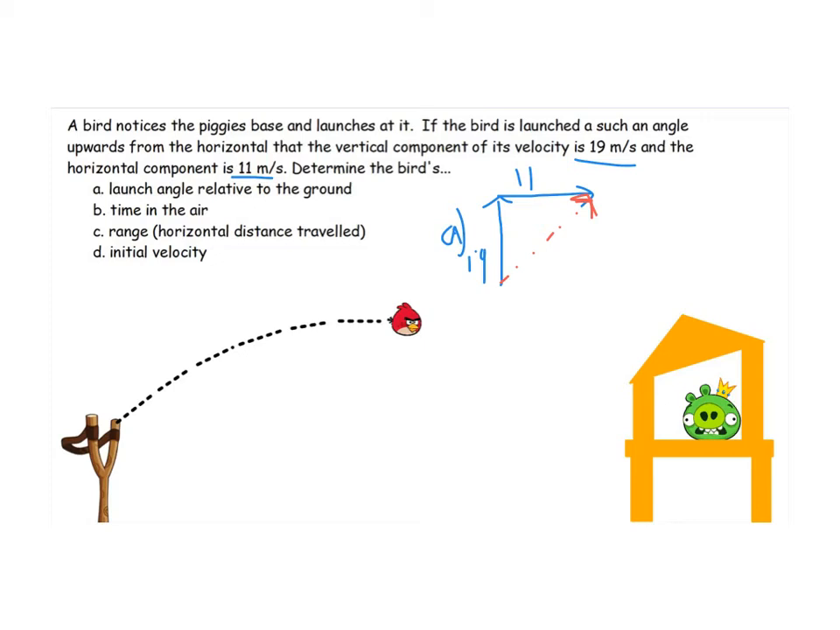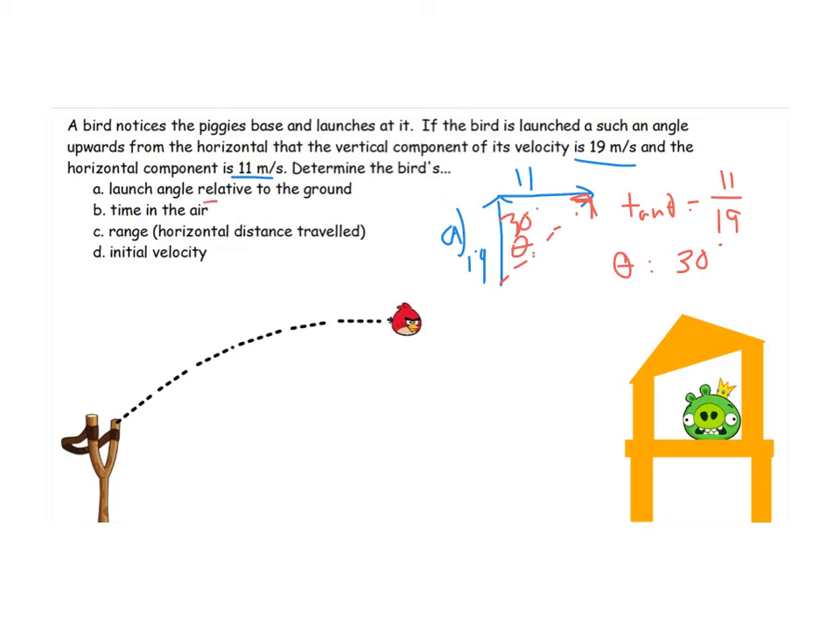So when we answer this question, let's look at this. We have our two legs here, and we really just want to find this angle. So I can use tangent. Tangent of theta is my opposite side, 11, over my adjacent side, which is 19. So tan to the -1 of 11 over 19 is 30 degrees. So this is 30 degrees here, that angle.